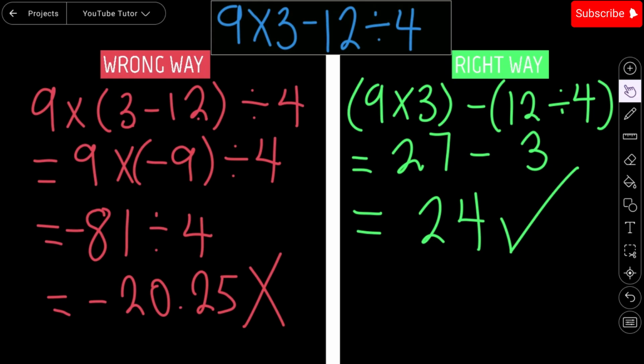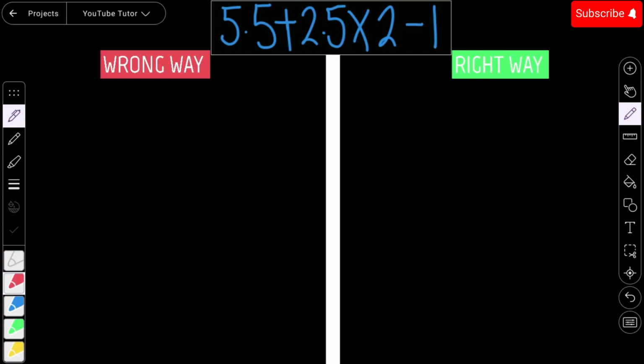So the mistake here is because you grouped the subtraction with wrong terms. The subtraction shouldn't be grouped this way, but as I did it in the right way, you group the multiplication aspect, group the division aspect, subtract, get your answer, and you are good to go. Now, we have 5.5 plus 2.5 times 2 minus 1.